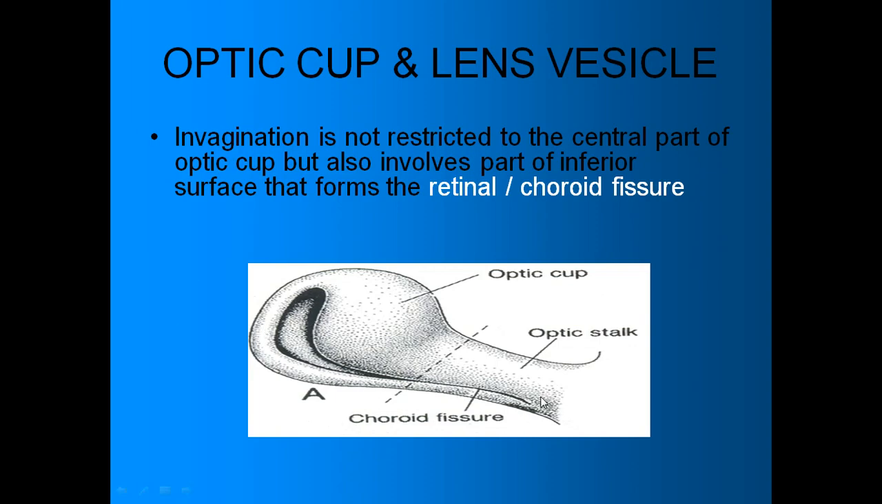Normally this fissure should be there so that the structures which are developed outside of the eye can move into the eye through this fissure, the choroid fissure. Later it should get obliterated or disappear. But if it doesn't disappear, if it remains like this throughout, then the condition is called coloboma.